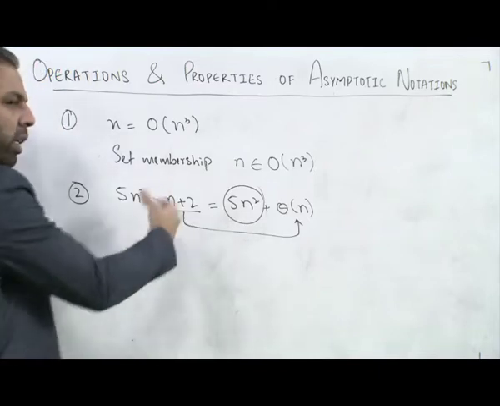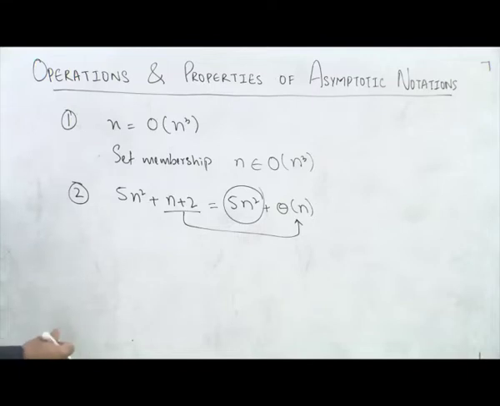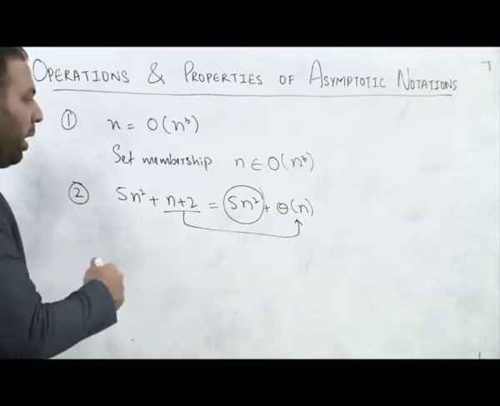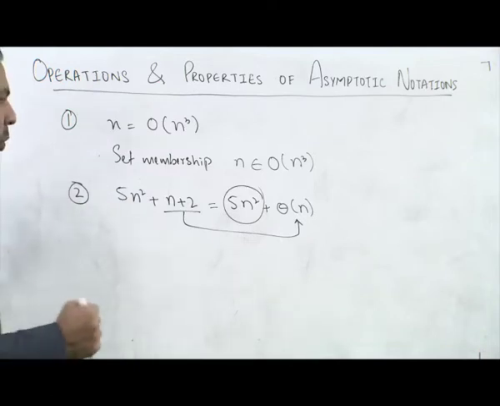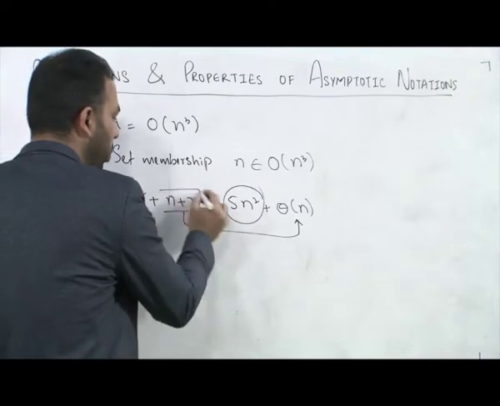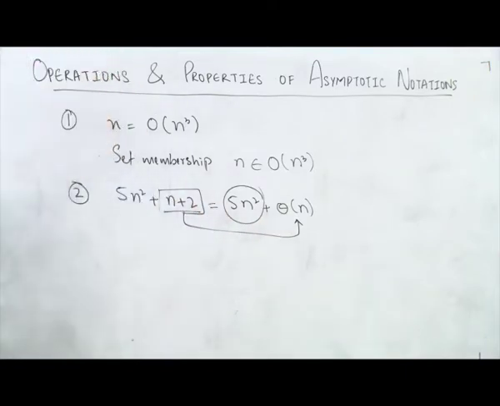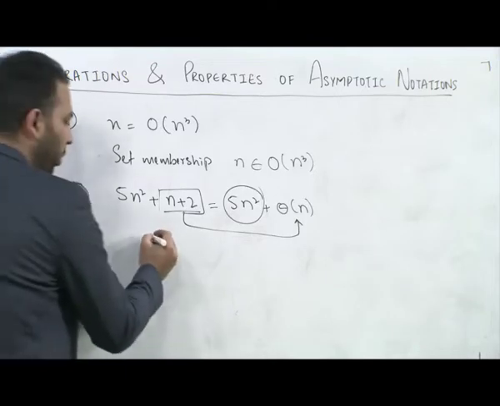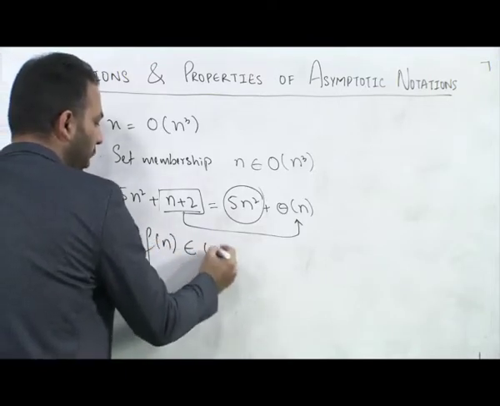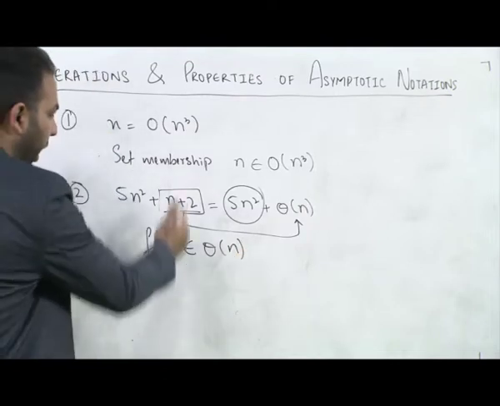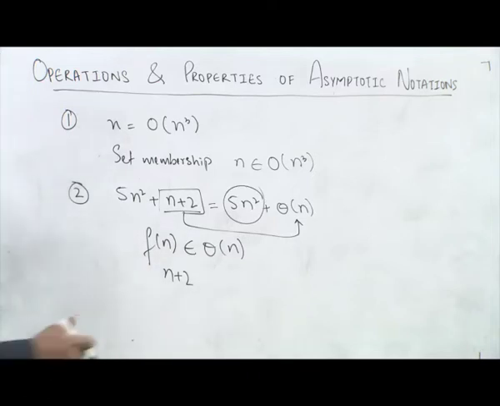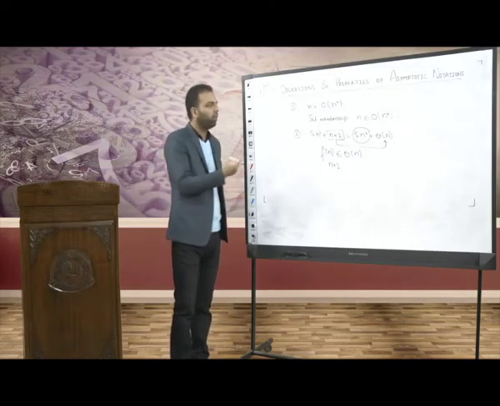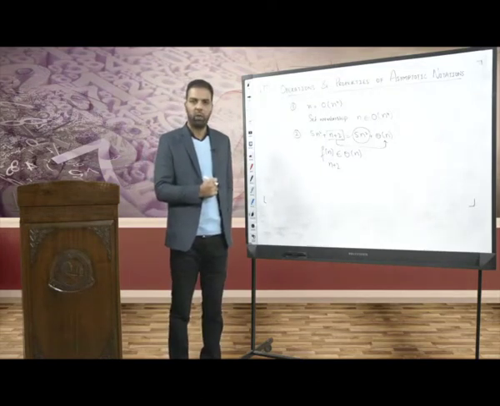We are not interested in the lower order terms, but because they exist there, we cannot simply replace it. We cannot write 5n square plus n plus 2 is equal to 5n square. What we do is replace this n plus 2 with theta of n. So what does that mean? That means we have an anonymous function f of n which will belong to theta of n. So here that f of n is n plus 2, and we know that n plus 2 is theta n, that is its tight bound is n, okay? So that is the second way that we can write the asymptotic notation.